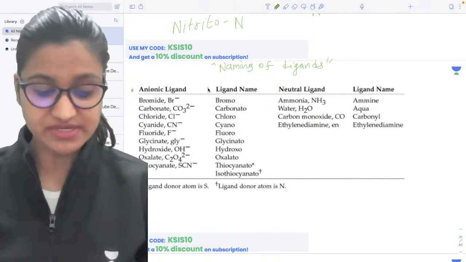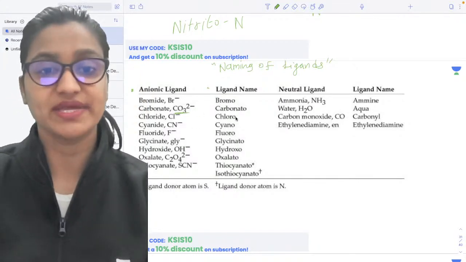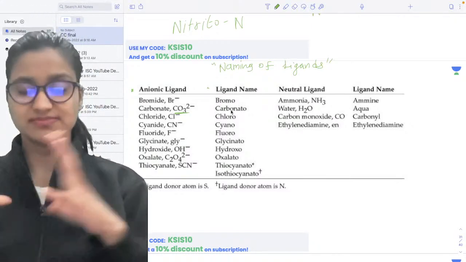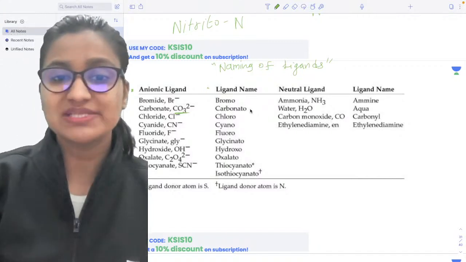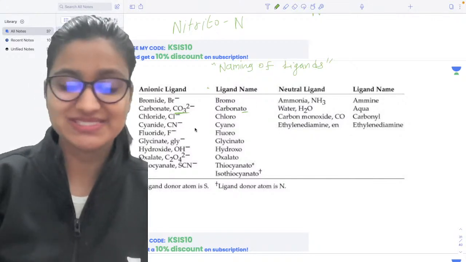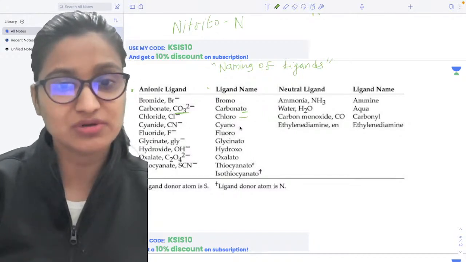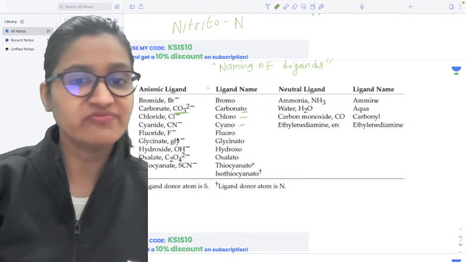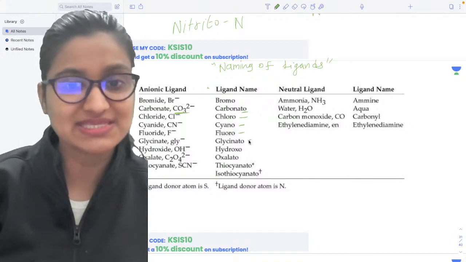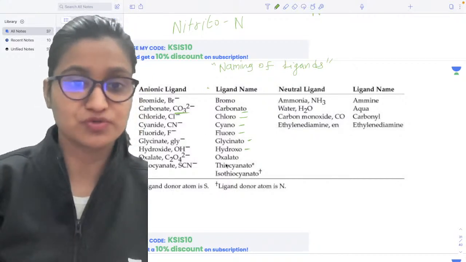Carbonate, CO3 2 negative. If it is present as a ligand on the central metal atom in the coordination compound, you will call it carbonato. Chloride, Cl negative, is chloro. Cyanide, CN negative, is cyano. Fluoride, F negative, is fluoro. Glycinate, Gly negative, is glycinato. Hydroxide, OH negative, is hydroxo.